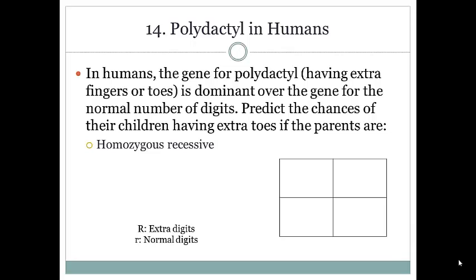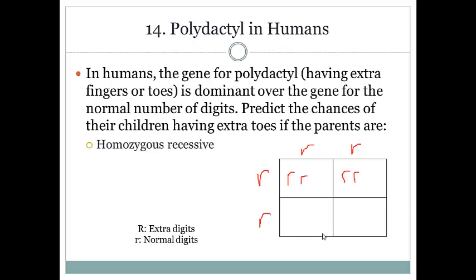So predict the chances for a couple of parents having children, whether or not their children will have extra toes if the parents are homozygous recessive. So homozygous means the same. Recessive means that they both have little r's. So they both have the normal number of fingers and toes. So a little r mates or crosses with another little r. So I get a little r, another little r.